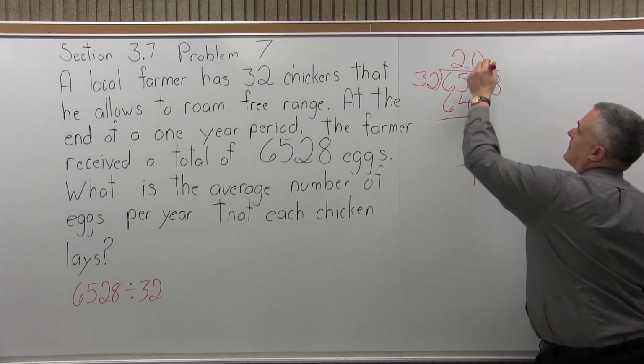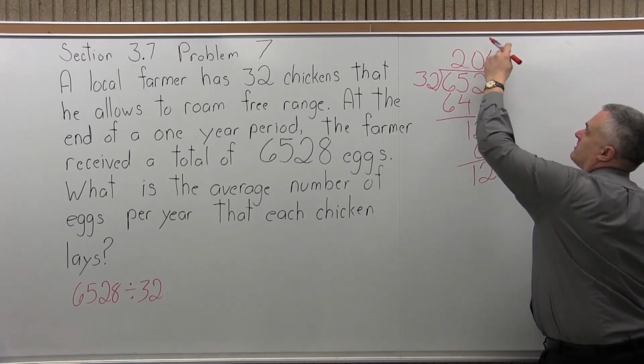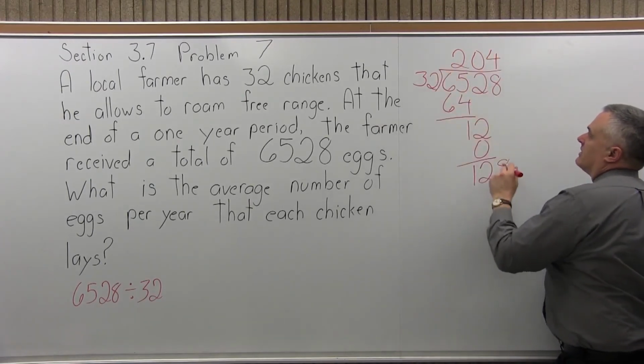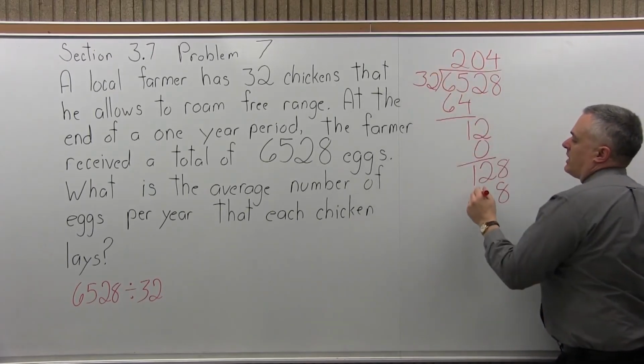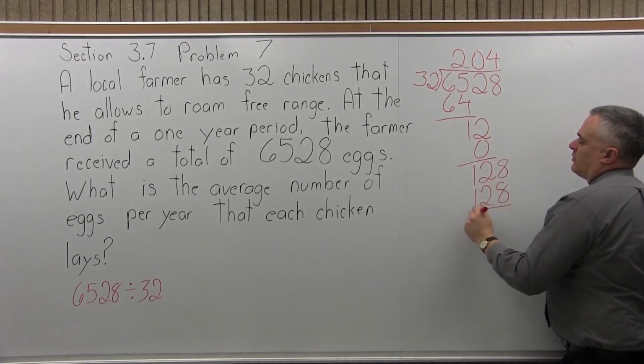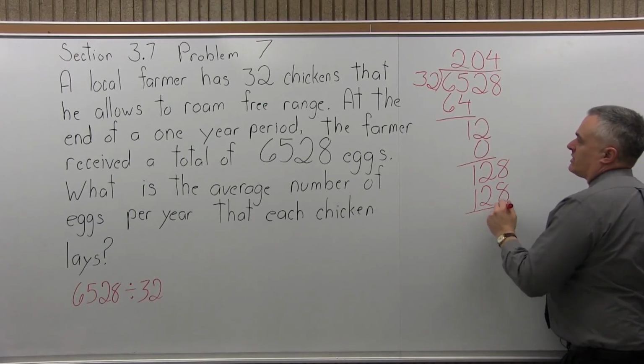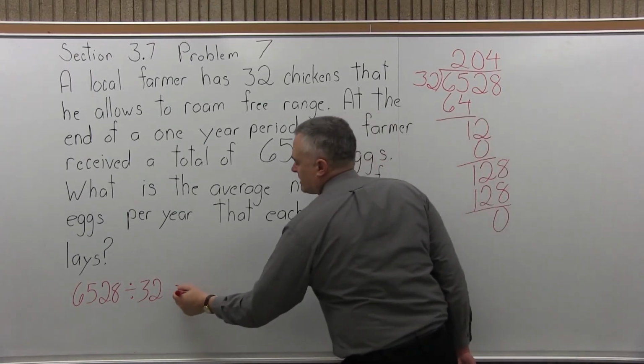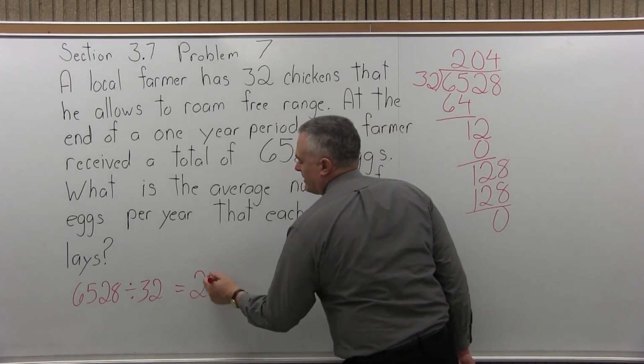I think 4 is going to make it perfectly. Let's try it. 4 times 2 is 8. That's a good sign. 4 times 3 is 12. Very good. 128 minus 128 is 0. It goes in evenly.